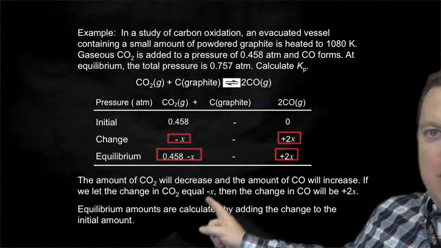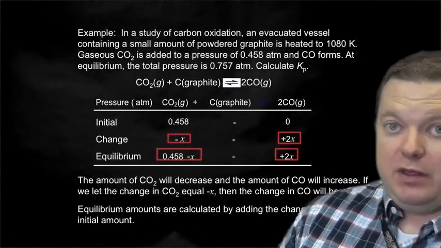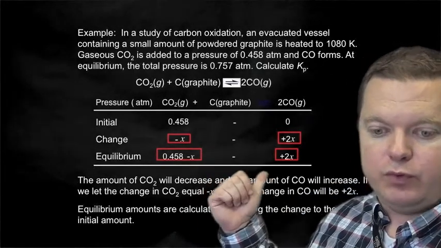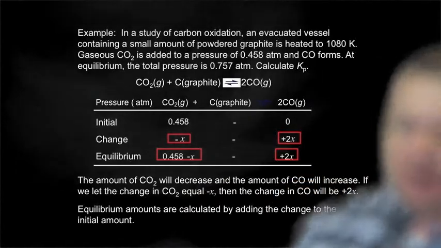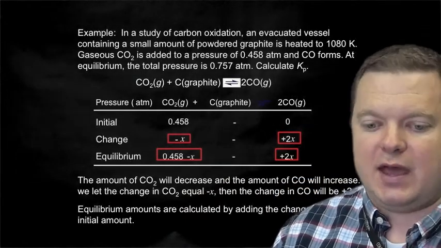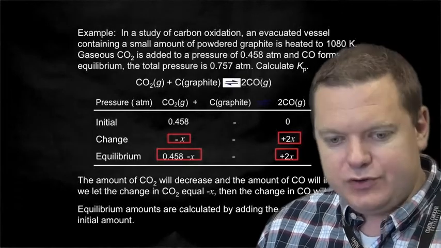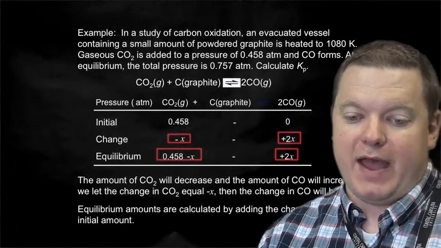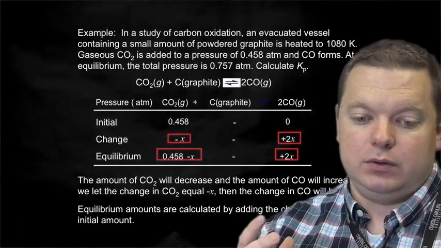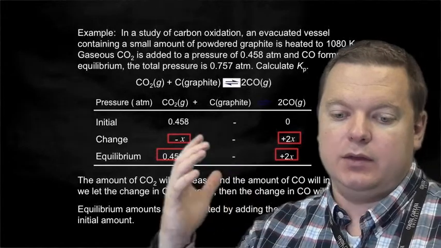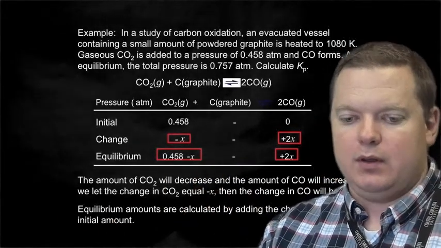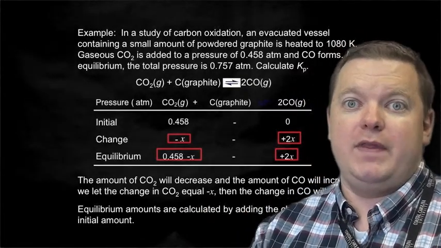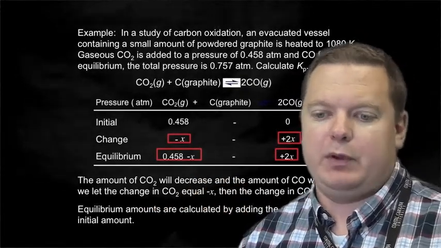So then at equilibrium, the amount of carbon dioxide is going to be the amount we started with, that initial value, the 0.458, minus the amount that was reacted. The amount of carbon monoxide that we have at the end is going to be twice that X. So the amount of carbon dioxide will decrease and the amount of carbon monoxide will increase, and that change will be equal. So we'll lose X and we'll gain 2X. So if we know the values at equilibrium, we can then solve these equations and calculate K.